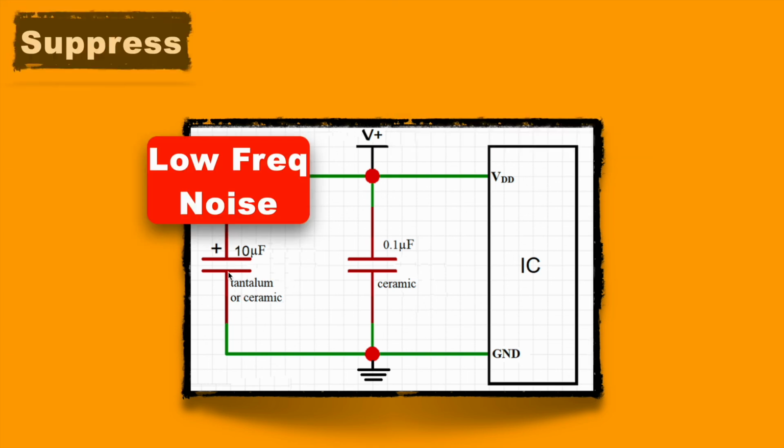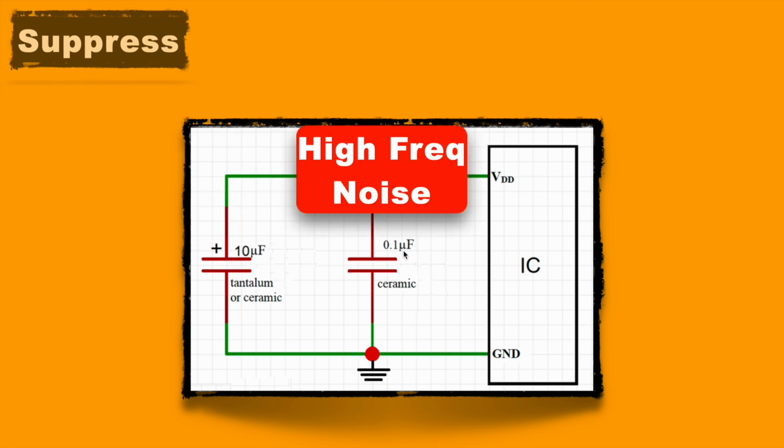This tantalum capacitor, having a higher capacitance of 10 microfarad, takes more time for charging as well as for discharging, so it suppresses low frequency noises. The other, a ceramic capacitor with a capacitance of 0.1 microfarad, takes very little time to charge as well as to discharge. It removes or suppresses the high frequency noises.